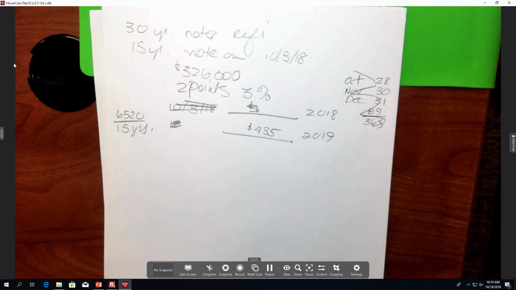Everyone there? Katie, can you ask a question? Do you know where the 6520 came from? $326,000 was the note, and 2 percentage points of that is my loan origination fee. In other words, that's what I have to pay the bank, to buy down my note. So the first thing you have to do is figure out the dollar value.